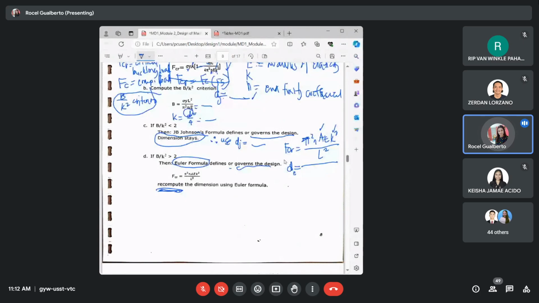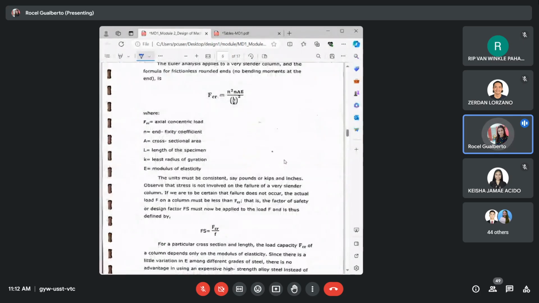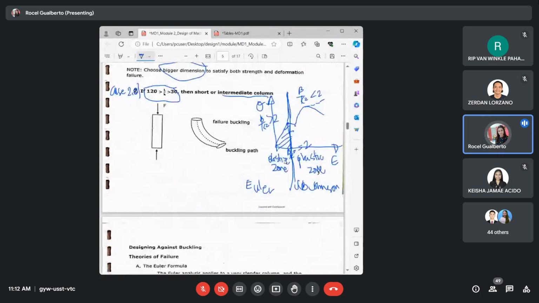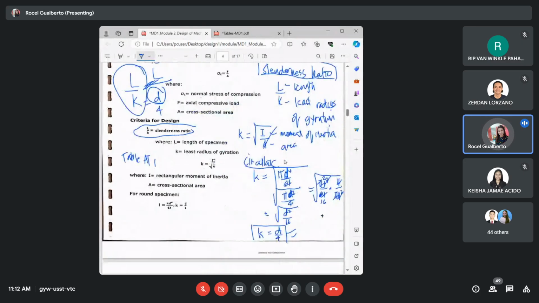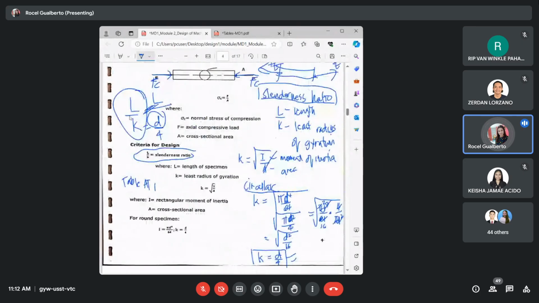So, how can you solve for the slenderness ratio? Yun ang una. Sabi ko nga kanina, yun ang kailangan mo unang malaman. L divided by K. Pero, ang tanong ay, paano ka makakasolve ng slenderness ratio? Yun nga pong K is a function of the diameter. So, can you find a value of the slenderness ratio? Yes or no?